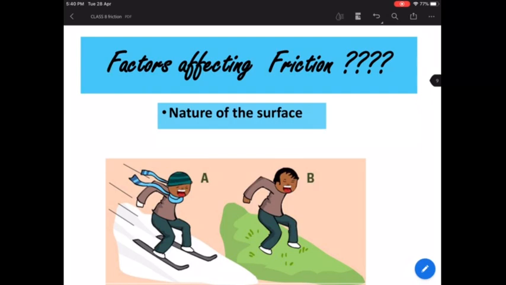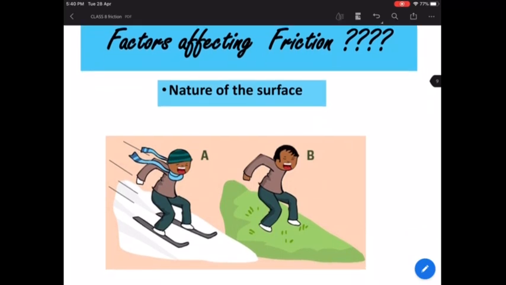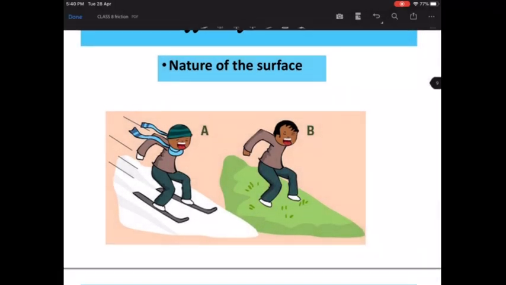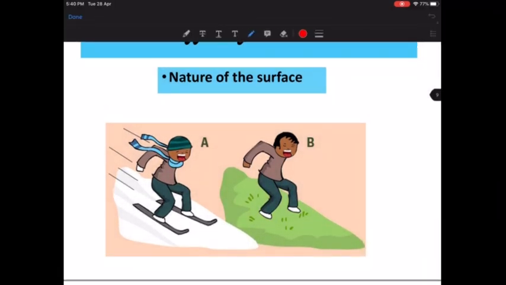Now, what are the factors on which friction depends? Means what factors will change friction? When will friction be more? When will friction be less? What are these factors which will contribute to change in the friction? Okay. Now look at this picture as you see on the screen.